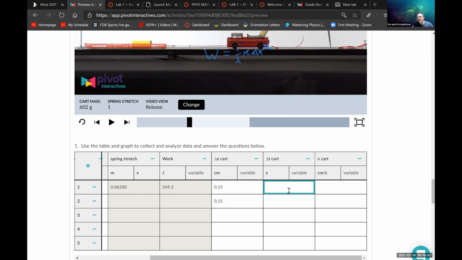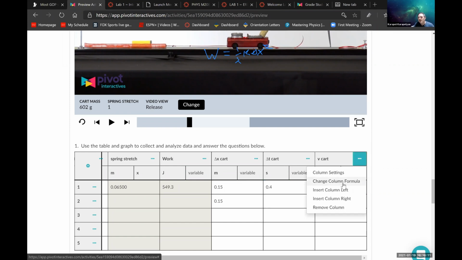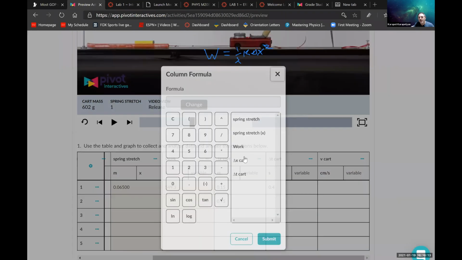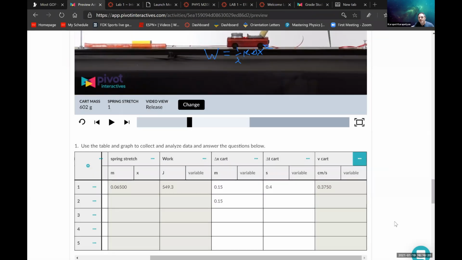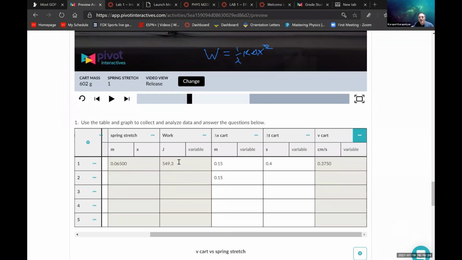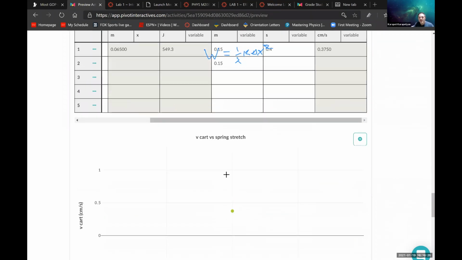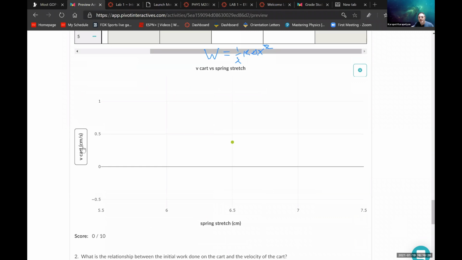So for example, even though it's in centimeters, you can change it to meters. And let's say this point takes 0.3 seconds, or 0.4 seconds. Then you can calculate the speed by doing delta X divided by delta t, and that's your speed. And then what you're going to have here is work versus speed. So then you can come back and do this first.